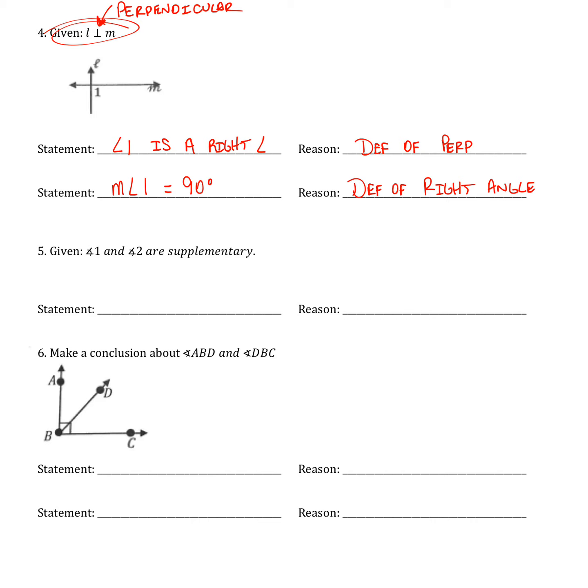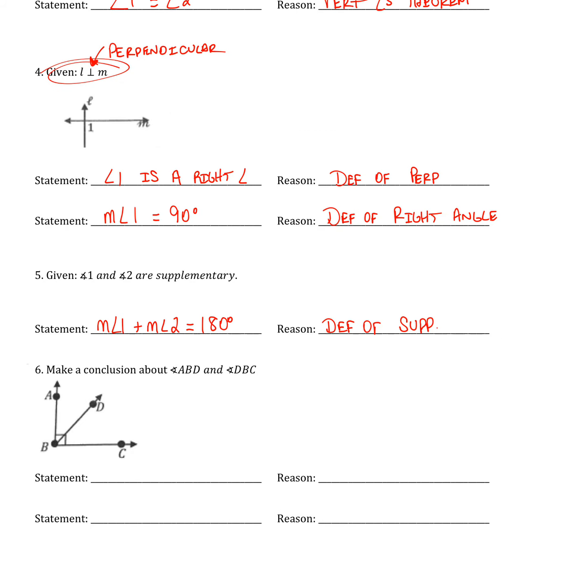It says my given is that angle 1 and angle 2 are supplementary. Well, that's easy, because that means the measure of angle 1 plus the measure of angle 2 is equal to 180 degrees, and that is the definition of supplementary. You guys are going to see that it's a lot of definitions, and it's making your life a lot easier. So there's a couple of ways you can go here.